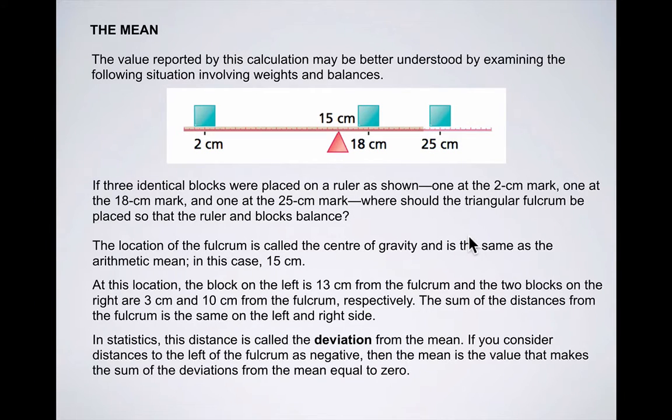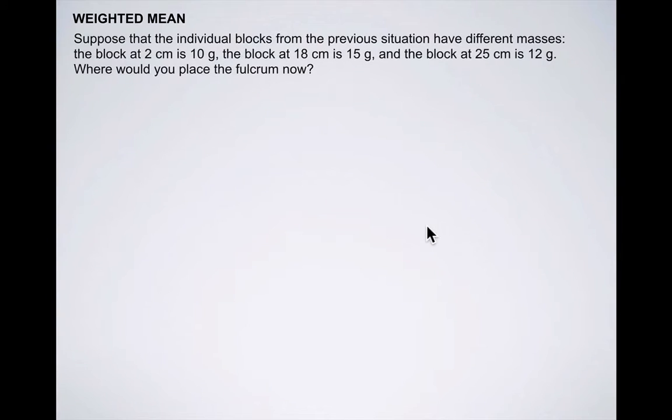Now, I'm going to introduce the concept of weighted mean, and I'm hoping that this little example might help you with understanding the concept of a weighted mean. So let's say in this case, instead of the masses all having the same mass, the block at 2 centimeters is 10 grams, the block at 18 centimeters is 15 grams, and the block at 25 centimeters is 12 grams. So now it's not as though they're all equal. The question is, where would you place the fulcrum now?